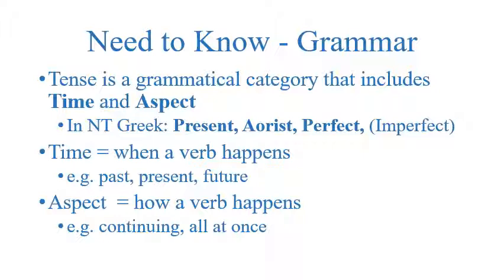As I said, there are two categories for tense: time and aspect. Time is the one that we're more familiar with. Time is when a verb happens, and our three categories for this are generally the past, the present, and the future. But aspect is how a verb happens. Is it happening all at once? Is it a continuing action? And we'll see, because a participle is part verb, it has these tense categories within its meaning.